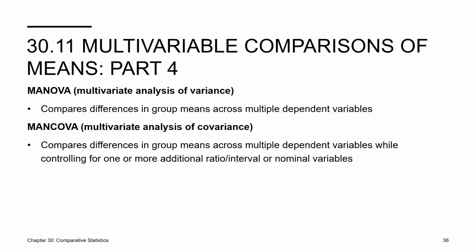Then we have the MANOVA, which compares differences in group means across multiple dependent variables, or the MANCOVA, which looks at covariance. And this compares the differences in group means across multiple dependent variables, but controls for one or more additional ratio, interval, or nominal variables.